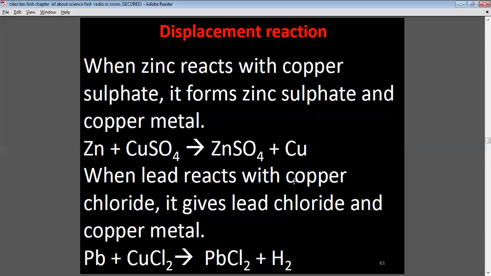The examples of displacement reaction. Zinc reacts with copper sulfate. There is a formation of zinc sulfate and copper is released. One more example, when lead, Pb, reacts with copper chloride, CuCl2, there is a formation of lead chloride and copper is liberated.